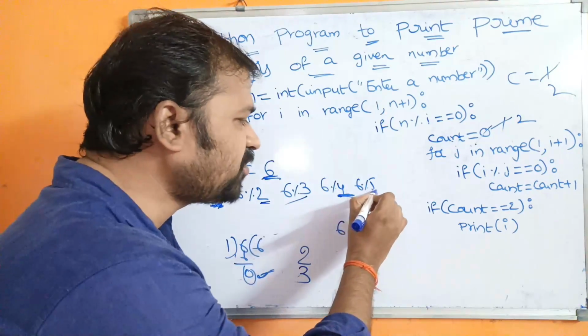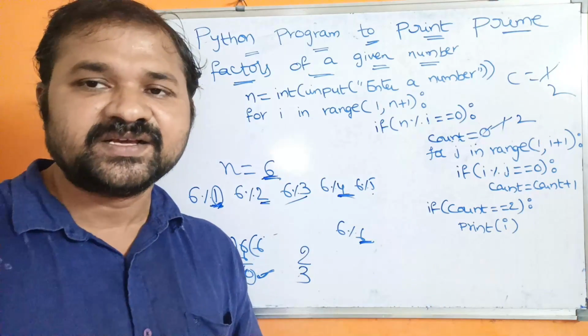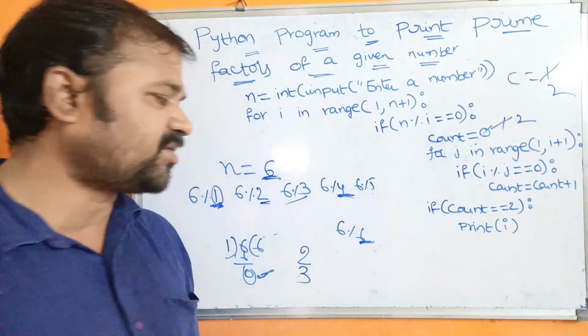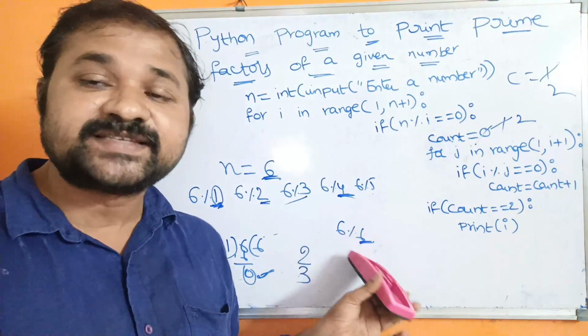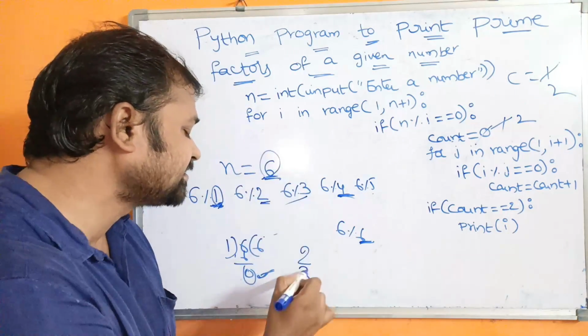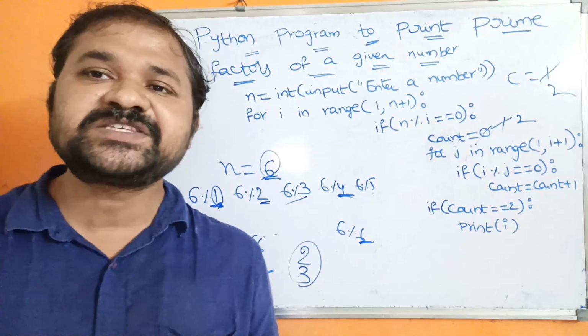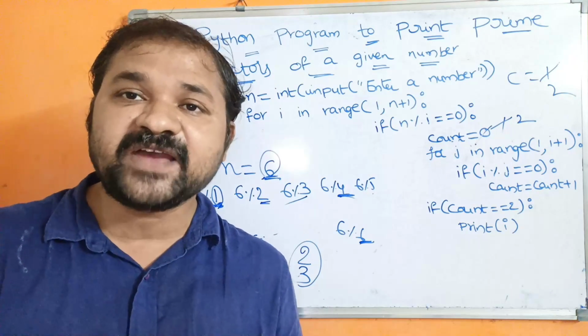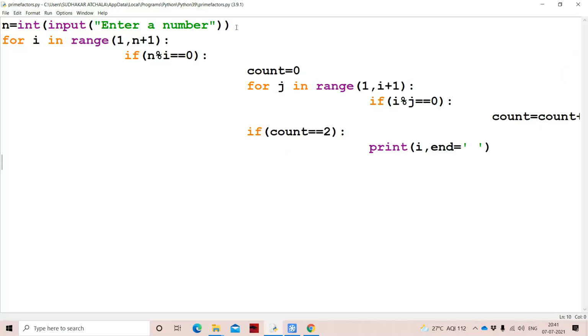So next, 6 modulo 5. 5 is not a factor. So there is no need to check whether it is a prime number or not. Next, 6 modulo 6. 6 is a factor, but 6 is not a prime number. So if n is 6, then the output is 2, 3. So in this way we can print the prime factors of a given number.